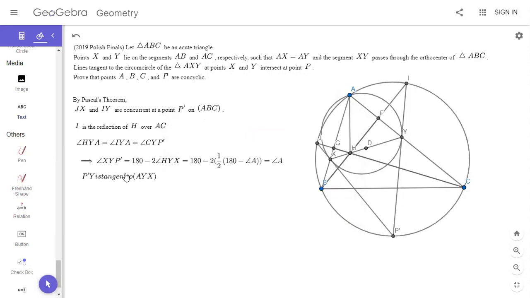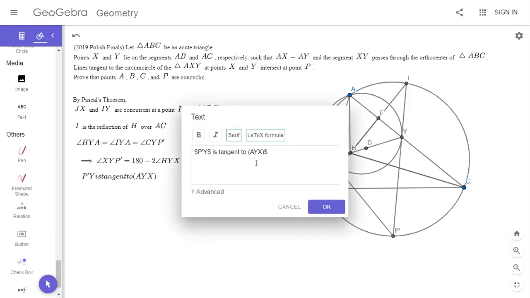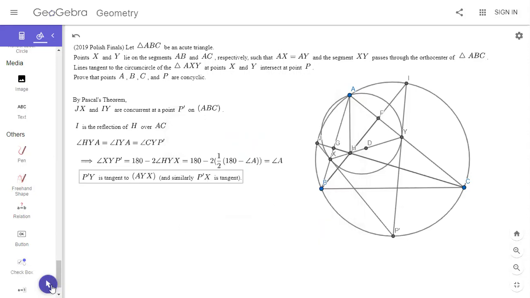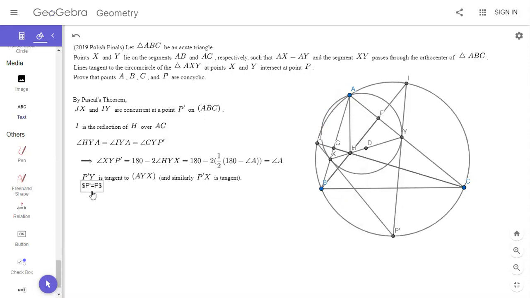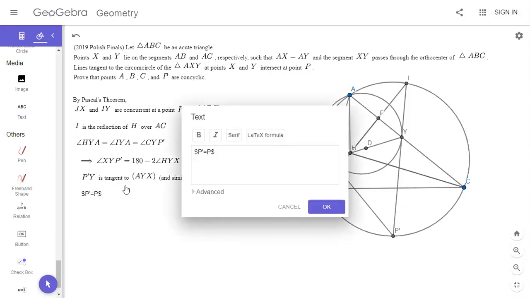And then similarly, P prime X is tangent to it. We'll just write, and similarly, and so that means that P prime equals P, which means that A, B, C, and P are cyclic.